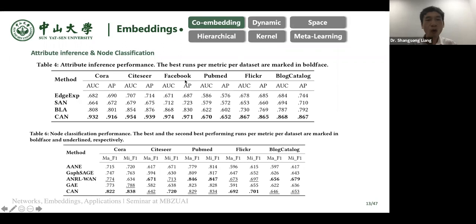on all the data sets. For node classification, some nodes are labeled with class information, and then we try to predict the class labels of other nodes. Here we get some performance, and as you can see, our algorithm can perform the best. This work was published in WSDM. If you are interested, we have the code, and you can download it.